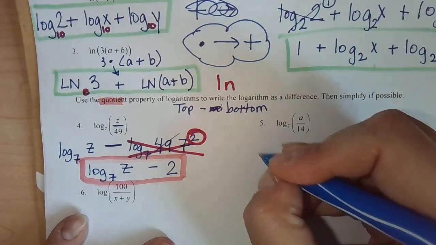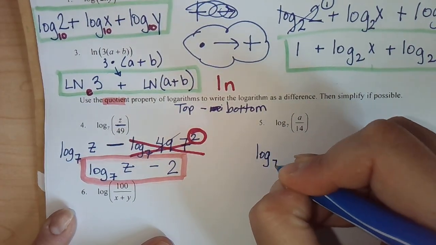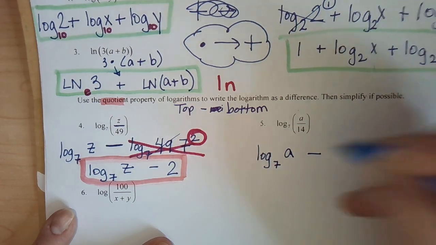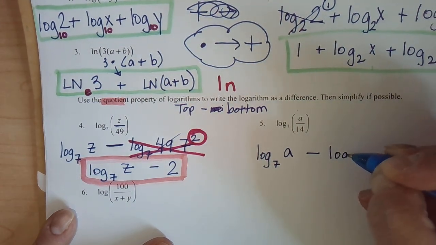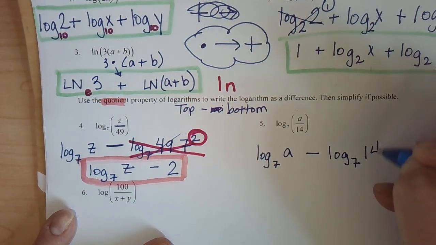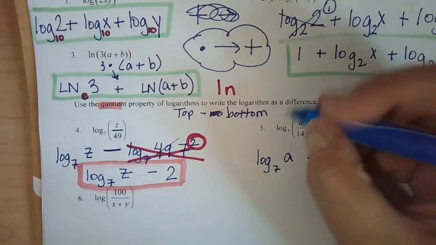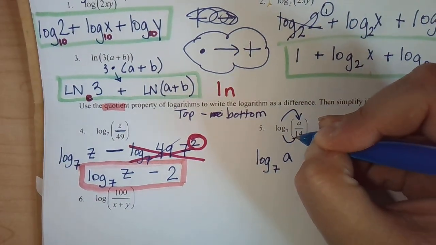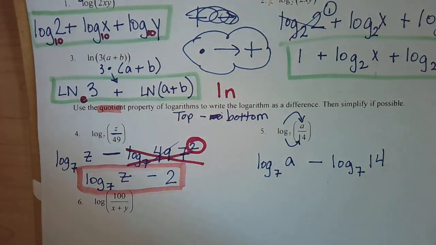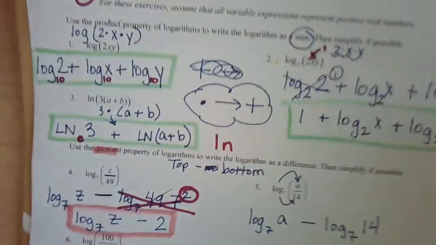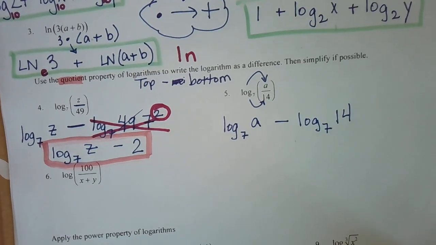All right, let's go to number 5. We're going to start by saying log 7, and then you do the top guy, A, minus the bottom guy, log 7 of 14. And you always have to put that log on everything you write. Remember, it's kind of like distributing. Don't ever tell that to another person. Okay. Anyway, so this log 7 a will stay the same. It can't do anything.